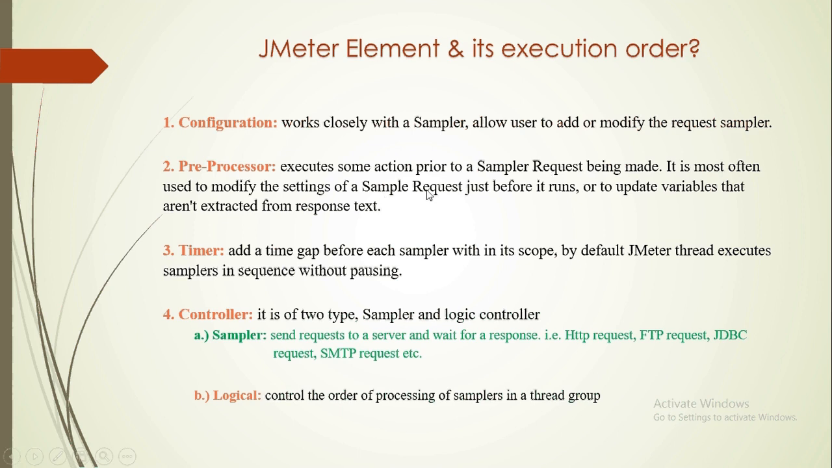Or if we want to get some database value before we hit this particular sampler, then we can use a preprocessor. Next is timer. Timer adds a time gap before each sampler within its scope. So by default, JMeter thread executes samples in a sequence without pausing.